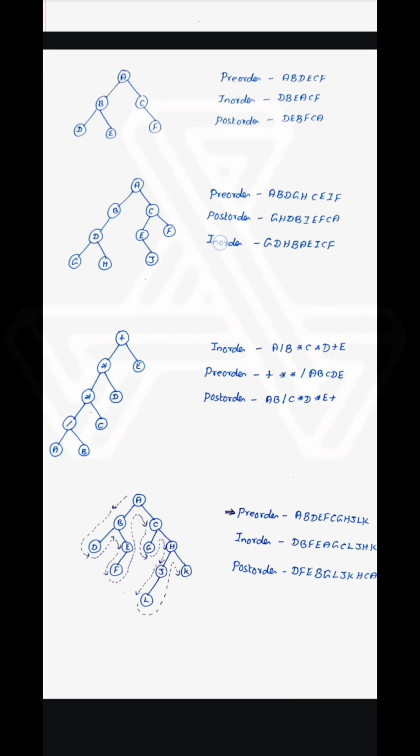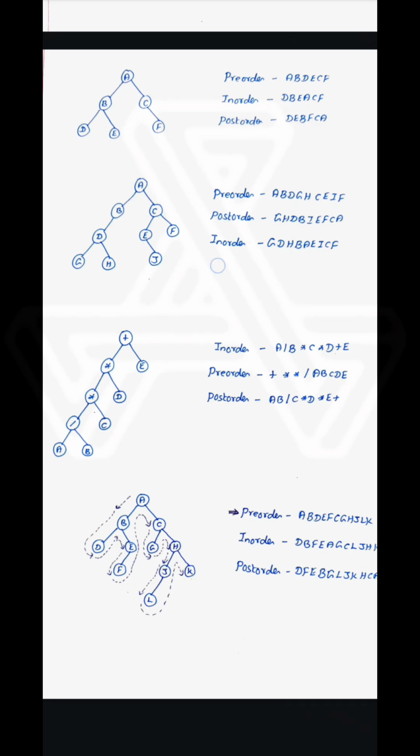Then inorder for this will be A divided by B into C into D plus E. Preorder traversal for this will be plus, multiplication, multiplication, multiplication, divided by A, B, C, D, E. Postorder will be A, B slash C into D into E plus.